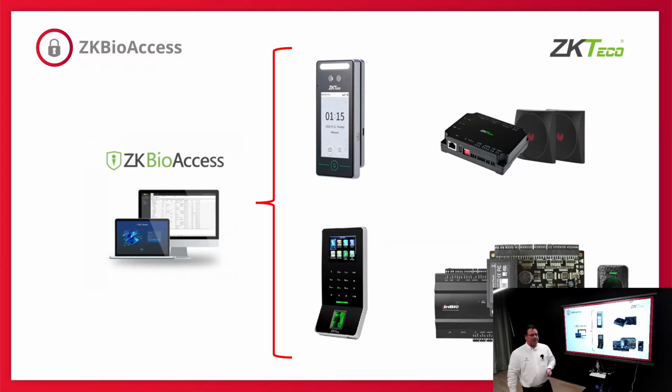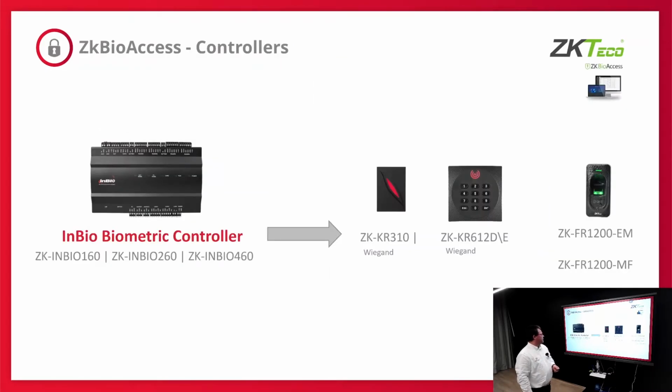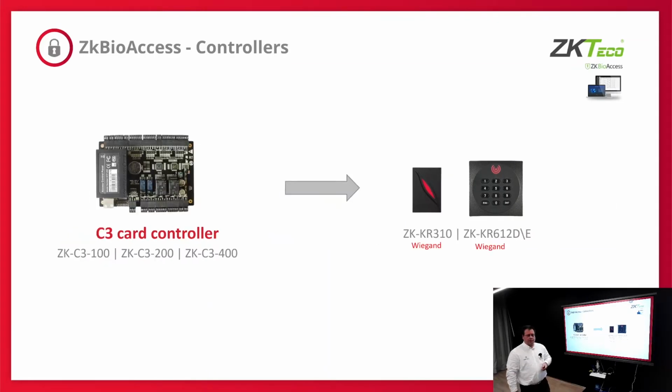So let's continue. The InBio biometric controller has the Wiegand and the RS485 option to connect your readers. There's a version for one door, two doors, and four doors. We recognize that with the 160 for one door, the 260 for two doors, and the 460 for four doors. Then we also have controllers that you can build into some other devices, or cabinets, or housings, to combine with a gate or whatever situation you're in.